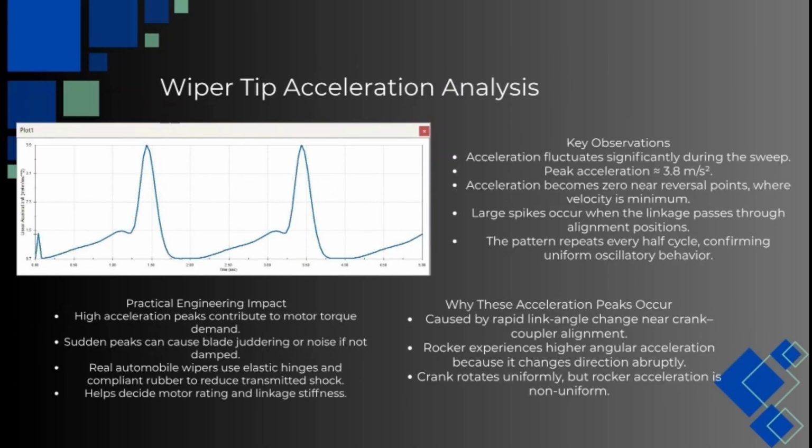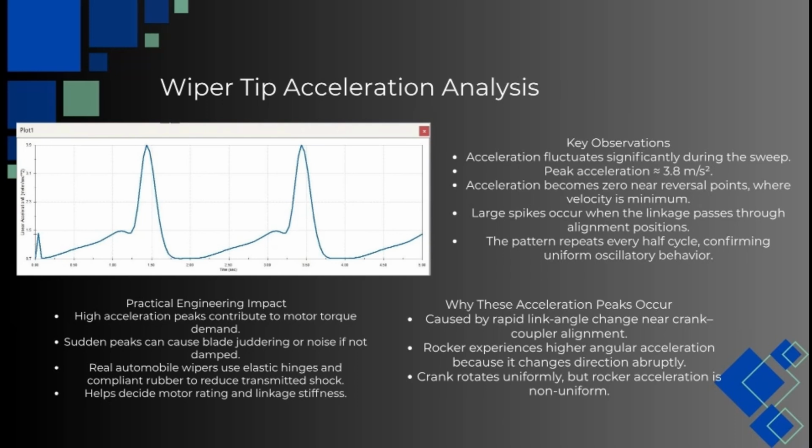In the wiper tip acceleration analysis, we analyze how fast the tip of the wiper accelerates as it sweeps across the windshield. From the plot, the key observations are: acceleration isn't uniform, it fluctuates as the wiper moves. The acceleration peaks at around 3.8 meters per second squared and drops to zero near reversal points where velocity reverses direction. Sudden spikes in acceleration occur when the linkage aligns in certain ways. These repeat every half cycle and confirm oscillatory motion.